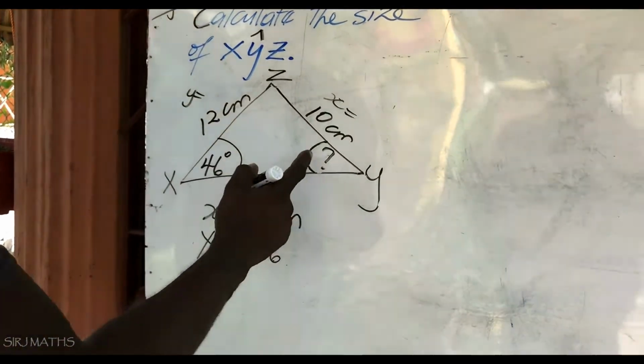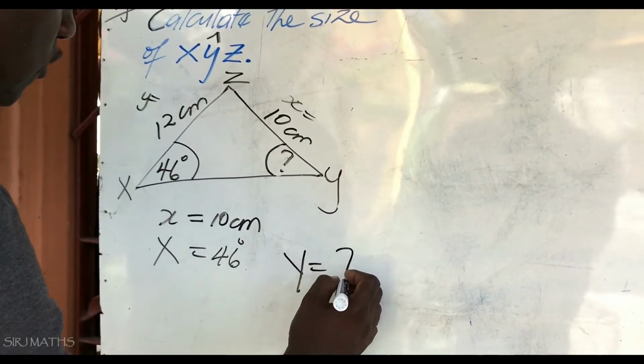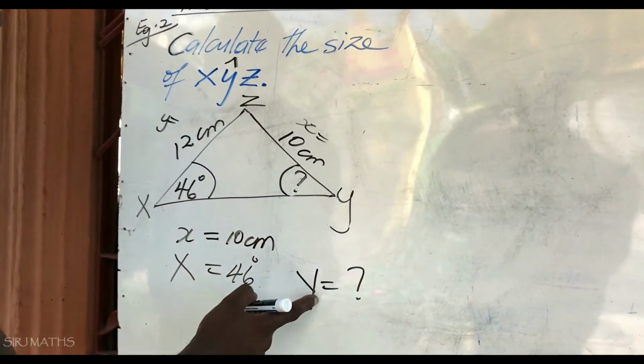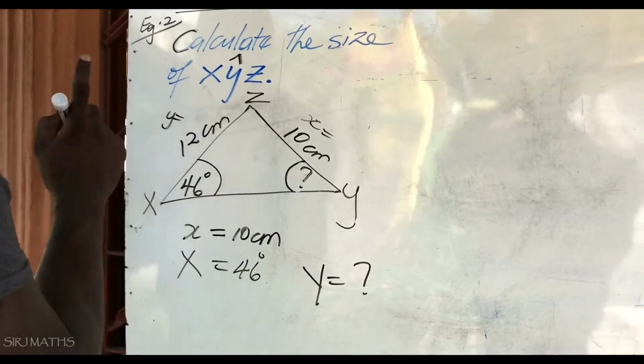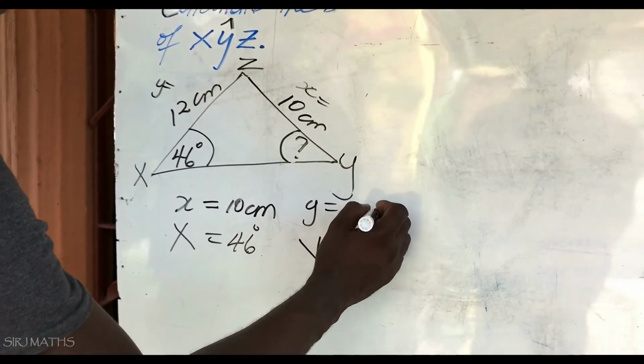What is it that we want to find? Big Y. So big Y, we don't know, which is the angle. So for us to use a sine rule, if I want angle Y, I must know small y, or common y. So little y here equals 12 centimeters.